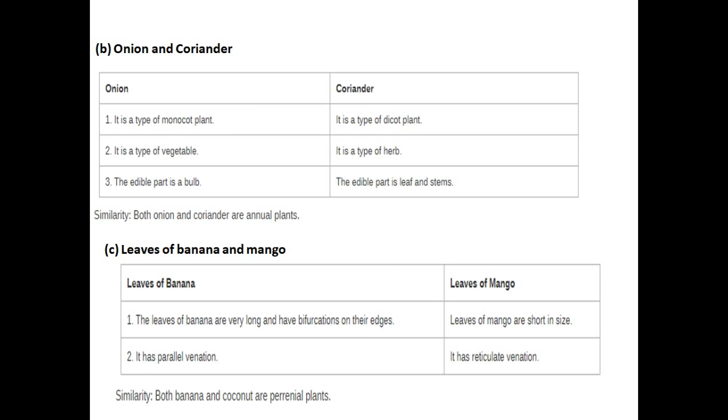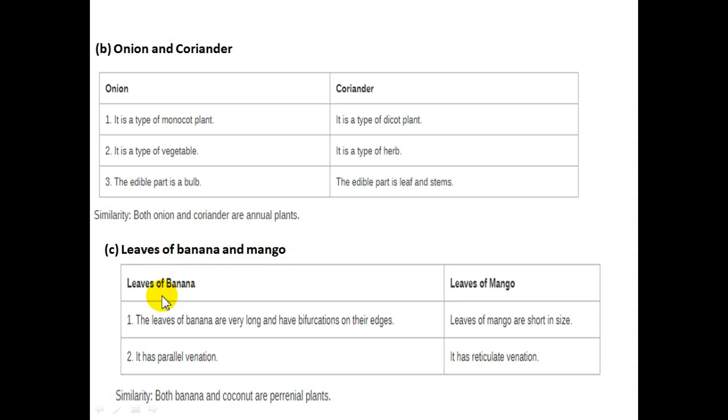Onion and coriander. Onion is a type of monocot plant. Coriander is a type of dicot plant. Onion is a type of vegetable. Coriander is a type of herb. The edible part is the bulb in onion, and the edible part is the leaf and the stem in coriander. And what is the similarity? Similarity is both onion and coriander are annual plants. Annual plant means it completes its life in a year.